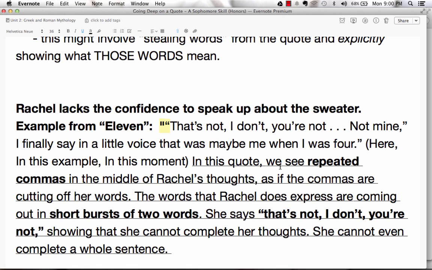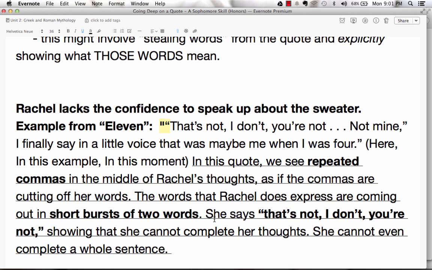In this quote, we see repeated commas in the middle of Rachel's thoughts. So there I am, pointing out that repetition of the comma, as if the commas are cutting off her words. The words that Rachel does express are coming out in short bursts of 2 words. Okay, so again, I'm talking about what the author's doing. She says, "that's not, I don't, you're not." Right there, that's me stealing words from the quote. I literally took the words in the quote, I put them down in my analysis, showing that she cannot complete her thoughts. She cannot even complete a whole sentence.